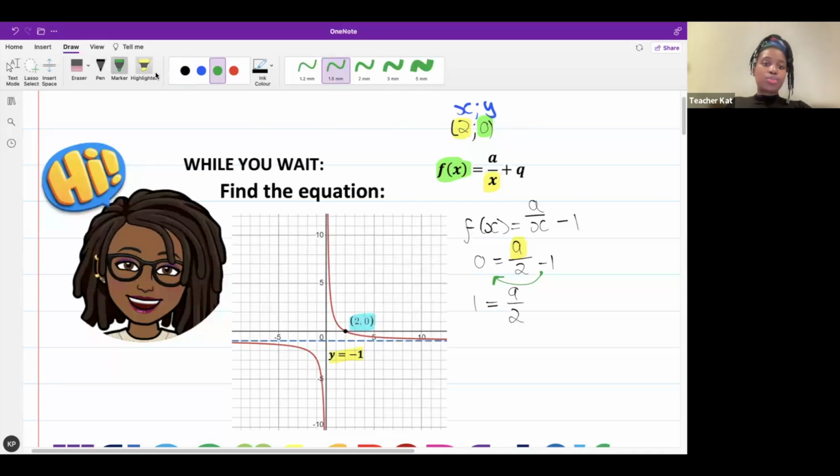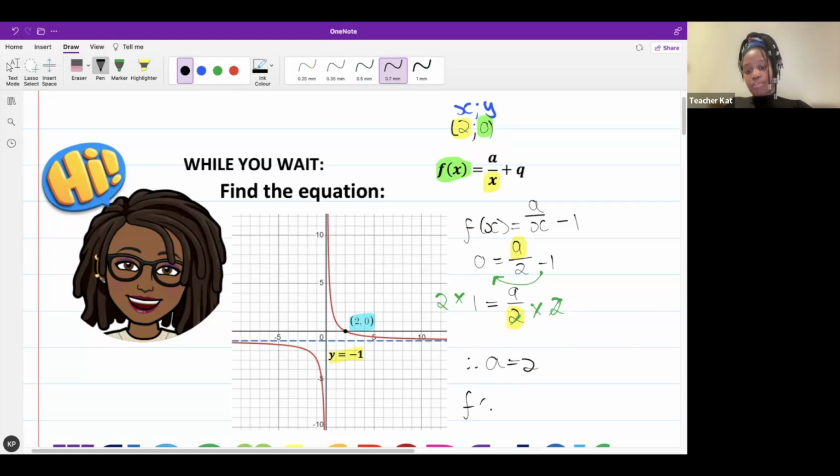Now we still have a 2 that we can get rid of on my right-hand side. And how do we get rid of it? Thank you very much. I'm going to multiply by 2 on both sides. These 2's will cancel out, and therefore a is equal to 2. Now we have all the components we need, because f of x will be equal to 2 over x minus 1. That's it. All right, guys. So whenever you're given a graph, you just go back to the general equation and you substitute what you have been given.